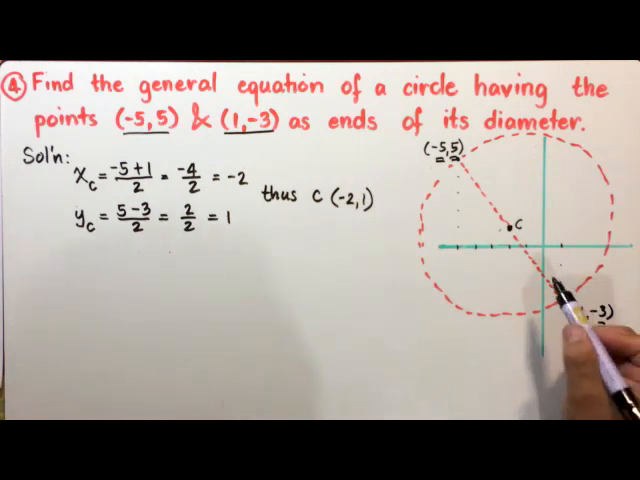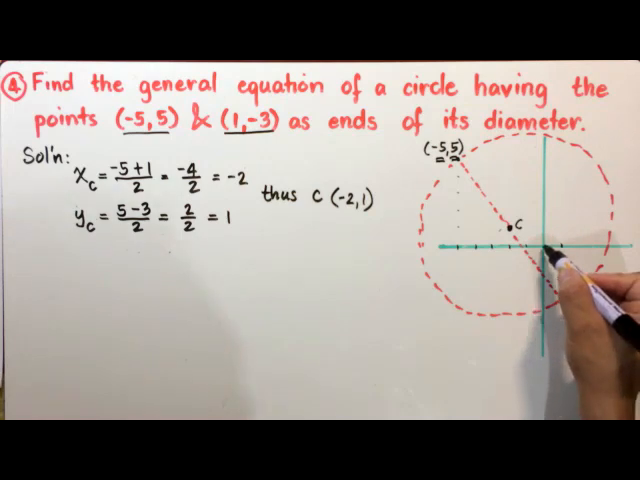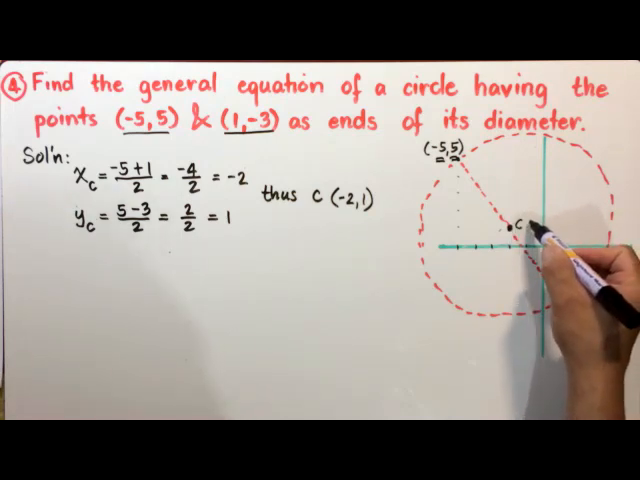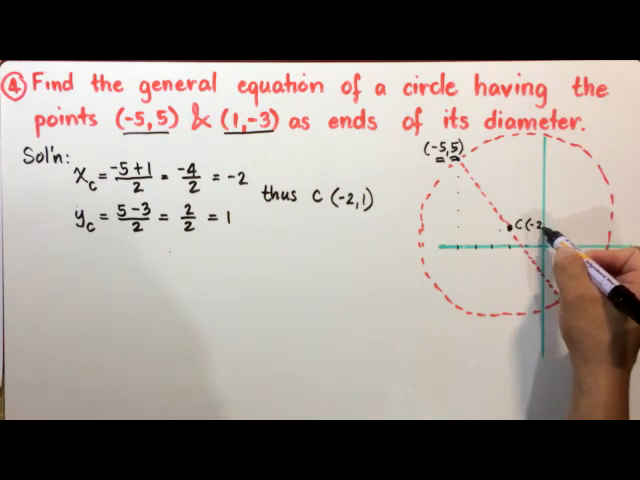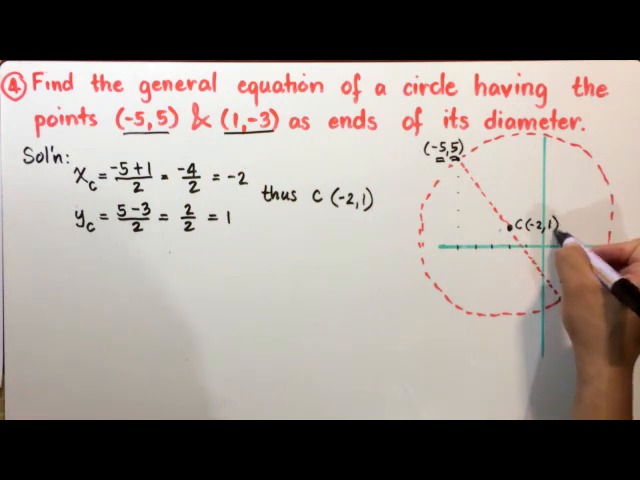And as you can see, it's very realistic to our drawing. That's 2 units to the left and 1 unit upward. So here, I know that the center is at the point (-2, 1). Here.